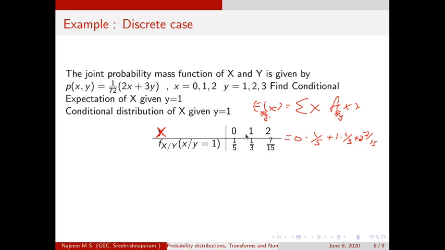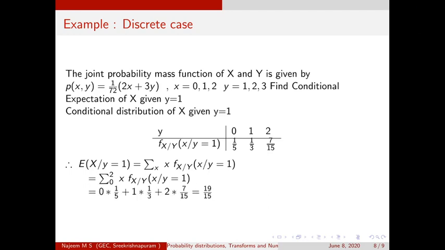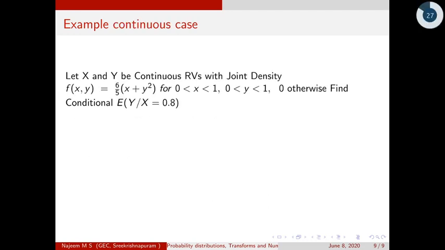The same way we calculate expectation here. For x equal to 0, 1, 2, we need to multiply with the corresponding probability, that is 0 into 1 by 5 plus 1 into 1 by 3 plus 2 into 7 by 15, which equals 19 by 15.